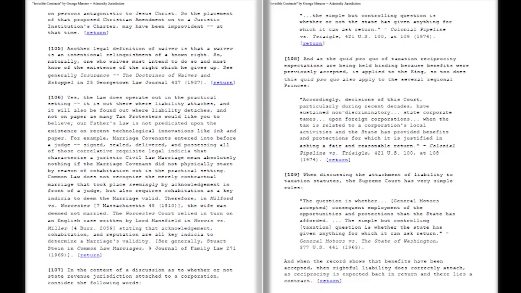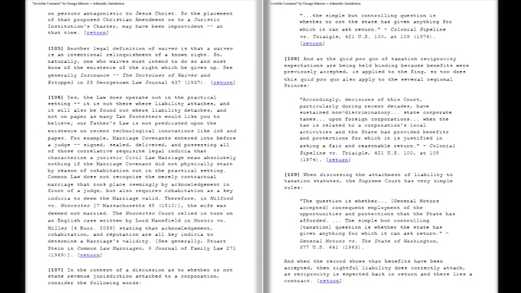Common law does not recognize the merely contractual marriage that took place seemingly by acknowledgement in front of a judge, but also requires cohabitation as a key indicia to deem the marriage valid. Therefore, in Milford versus Worcester, 7 Massachusetts 48, 1810, the wife was deemed not married. The Worcester court relied in turn on an English case written by Lord Mansfield in Morris v. Miller, 4 Burr. 2059, stating that acknowledgement, cohabitation, and reputation are all key indicia to determine a marriage's validity. See generally Stewart Stein, Common Law Marriages, 9 Journal of Family Law 271, 1969.